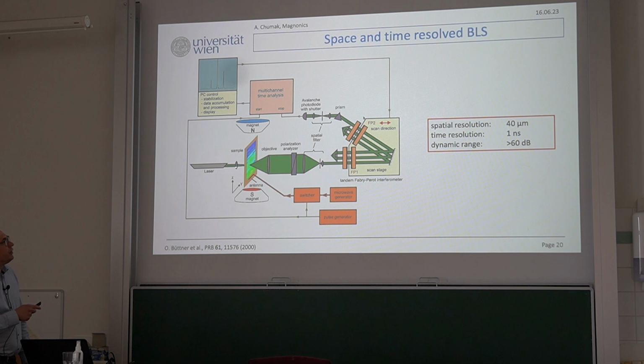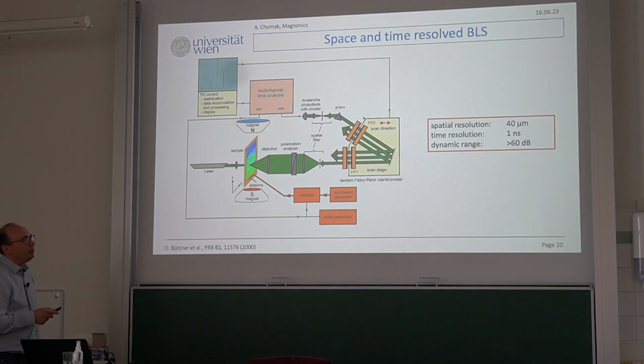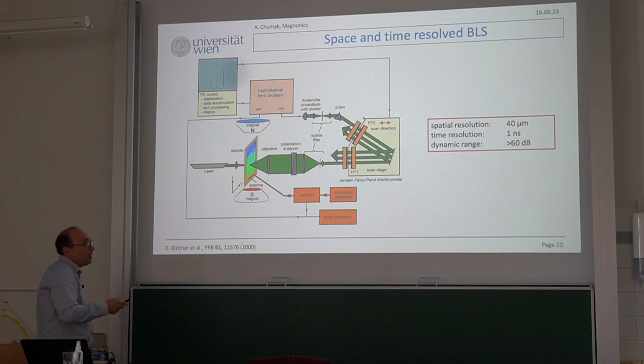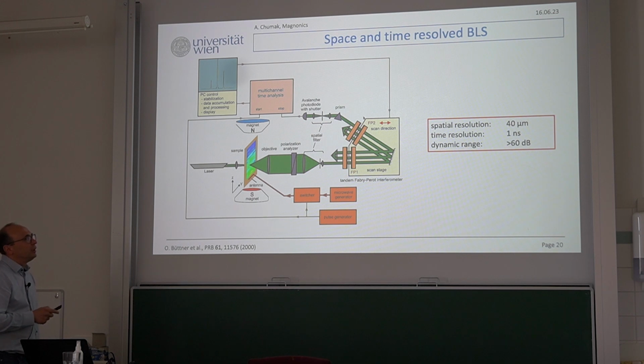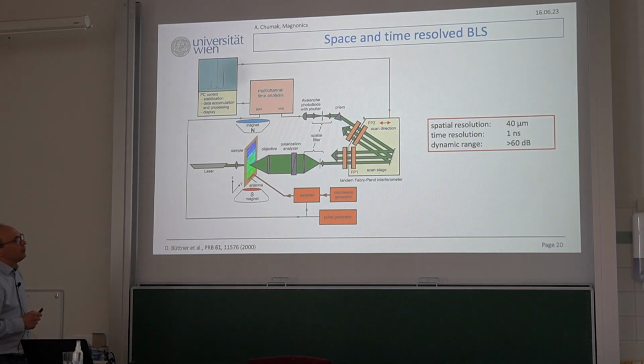In such a case, when you use just a simple lens to focus your light, you don't use an objective. The spatial resolution can be, for example, 40 micron. So it's quite a small resolution, but if your sample is millimeter by millimeter, then it's more than enough. It has time resolution of the order of 1 nanosecond. We will speak a bit more about that. And also it has some dynamic range, more than 60 dB. It means that you can measure large signals with BLS.